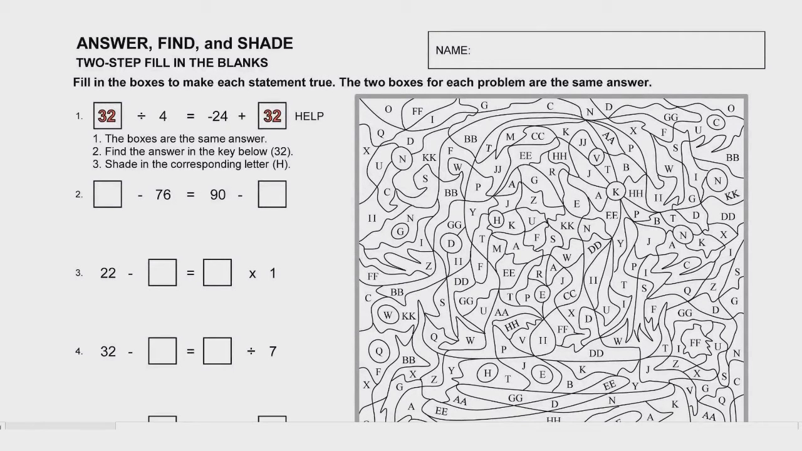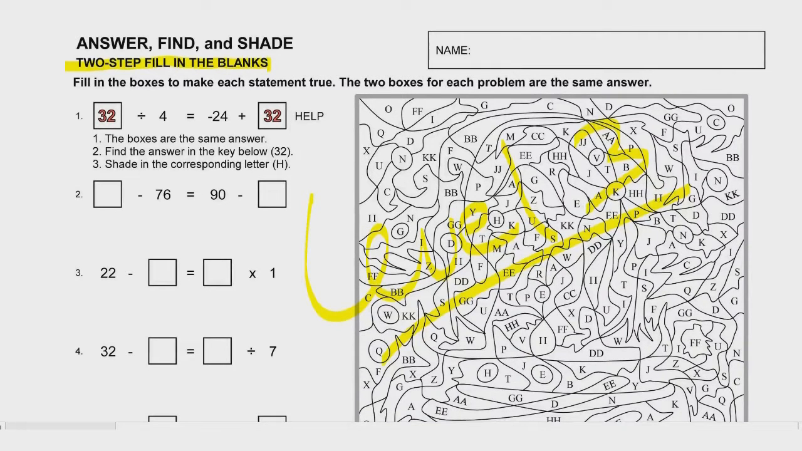On an answer find and shade worksheet that's covering two-step fill in the blanks. And this is a level 3 worksheet, which means you should know your algebra, you should know how to solve two-step equations. Now, if you don't know that, then maybe you should be working on the level 1 or the level 2 worksheet. But since I'm assuming you know how to do this, I'm just here to help you if you've forgotten, or maybe you need a little bit of help, or maybe you're just struggling. So I'm here to help you.